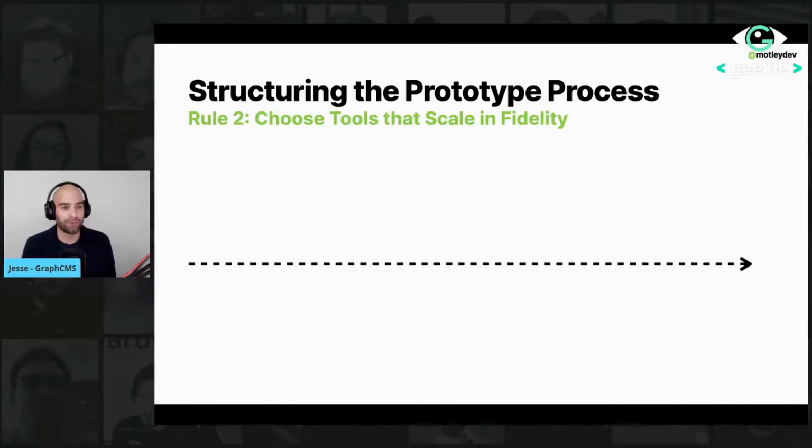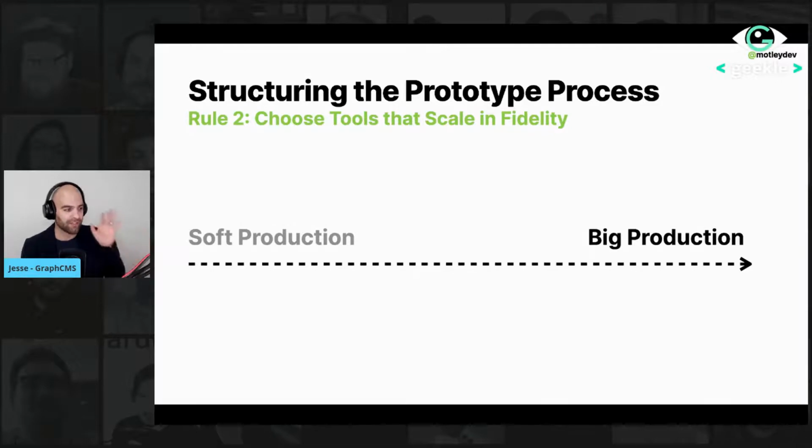So structuring the prototype process, number two, choose tools that scale in fidelity. Okay, so that's really an important concept to understand. You have very early stage prototypes, which could be a whiteboard and string process. So you have the soft production all the way up to the big production, right? So you have the soft production where we're live with that beta on there. And then you have the go live.